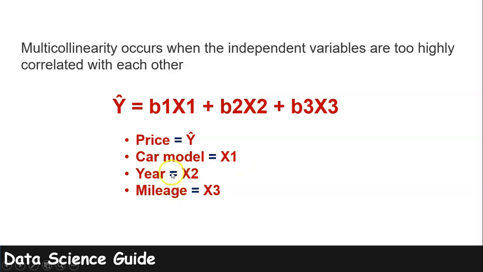And in some cases, the year and the mileage are highly correlated, because the more years you have your car, the more mileage you will drive. So this should be considered when we build a multiple linear regression to predict the price of the car. And multicollinearity may be tested using the correlation matrix.